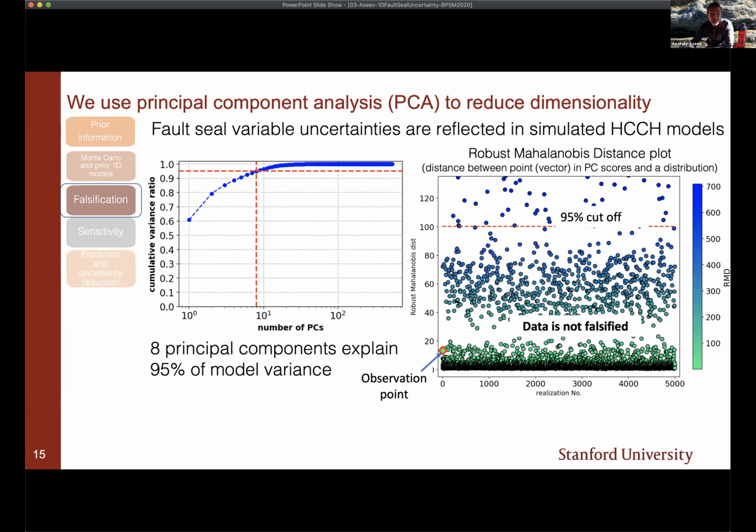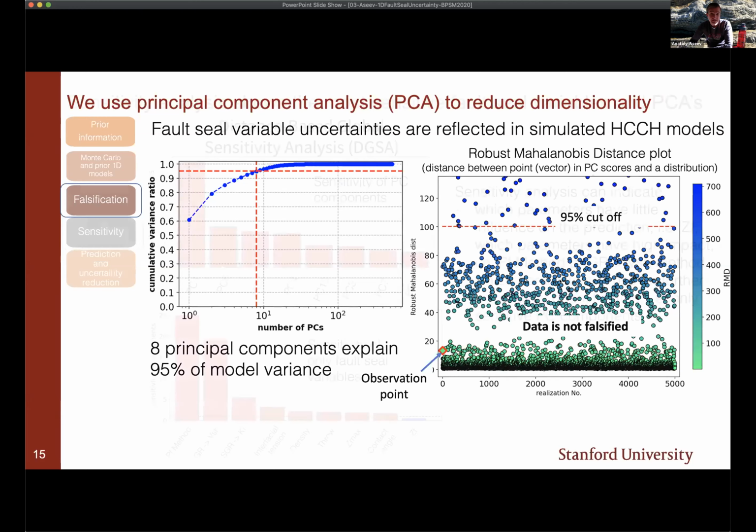Then we use a distance plot between principal components and distribution to check if our simulation model is falsified. So our observation point is here. If our point was above this cutoff line, then our observation would not be described by our simulations, and we would need to revise our prior distributions or simulation strategy, or make our model more complex. So this is the falsification step.